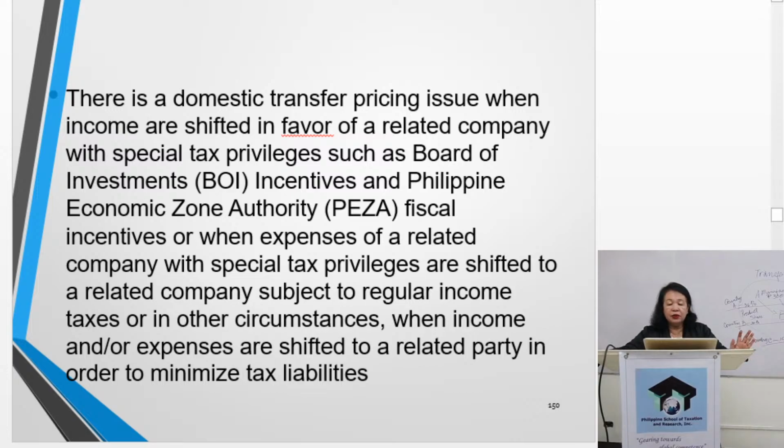Itong company daw, nagkakaroon ng transfer pricing issue pag itong company na may BOI incentives o kaya PEZA registered, kung yung expenses niya ng related company niya with special tax privileges, sinishift niya to a related company subject to regular income tax. Kahit na ang expenses incurred ng exempt entity, pinapasan niya doon sa regular na company para lumiit yung income. So, nilalakihan ang expenses para lumiit ang income, so when income and expenses are shifted to a related party to minimize tax liabilities. Kasi ano mangyayari pag nilakihan mo yung expenses? Liliit yung income mo, at pag lumiit na yung income mo, liliit na rin yung tax liabilities mo o yung babayaran mo na tax.